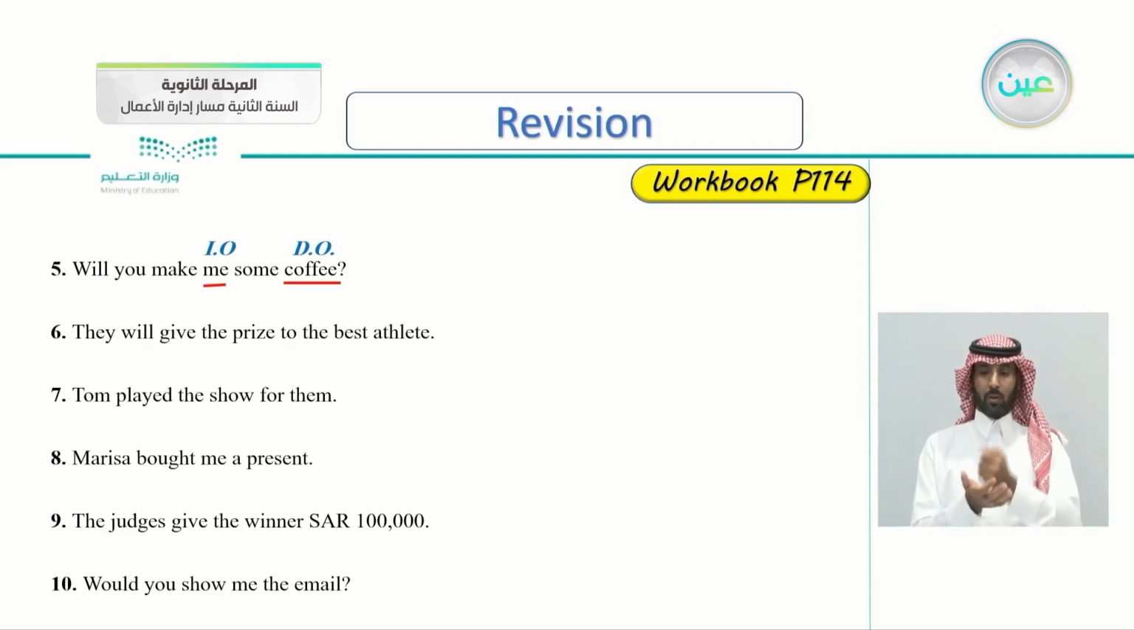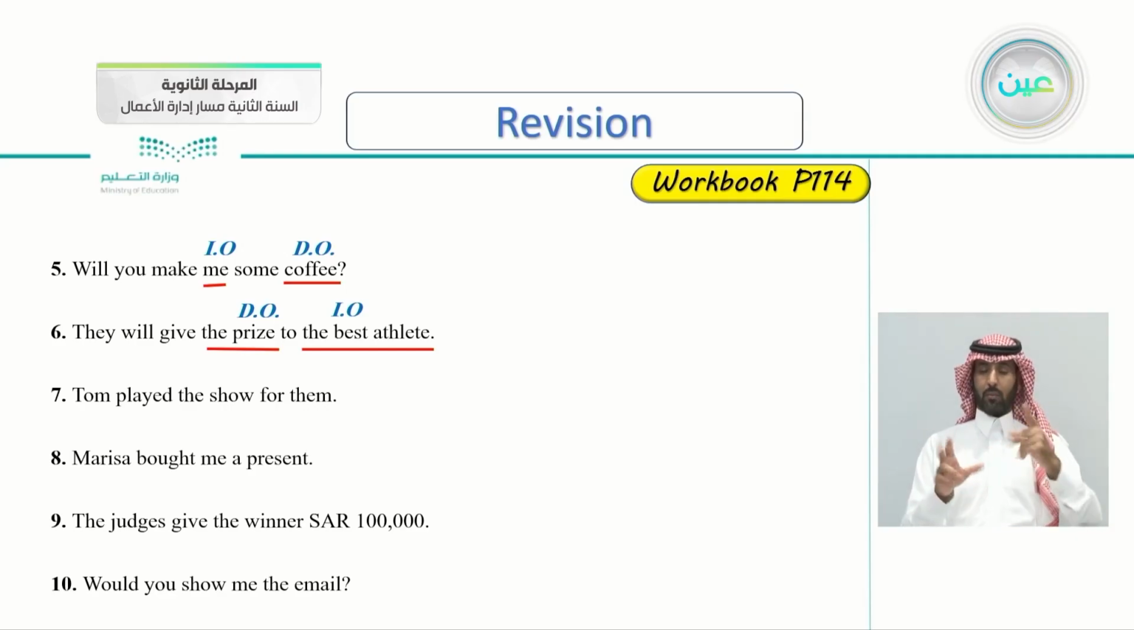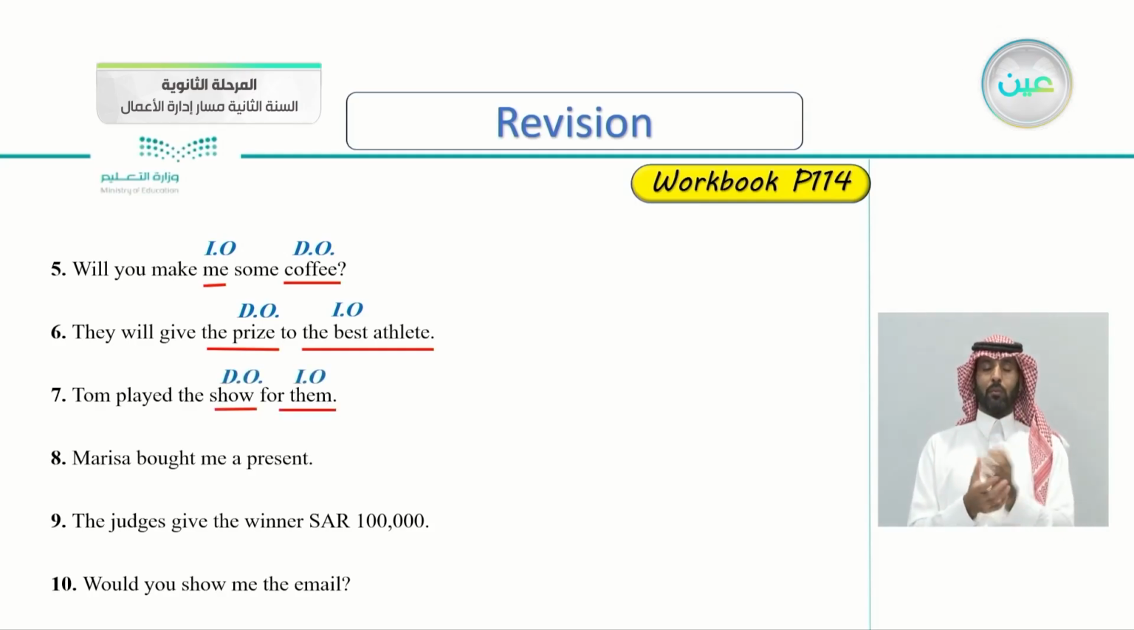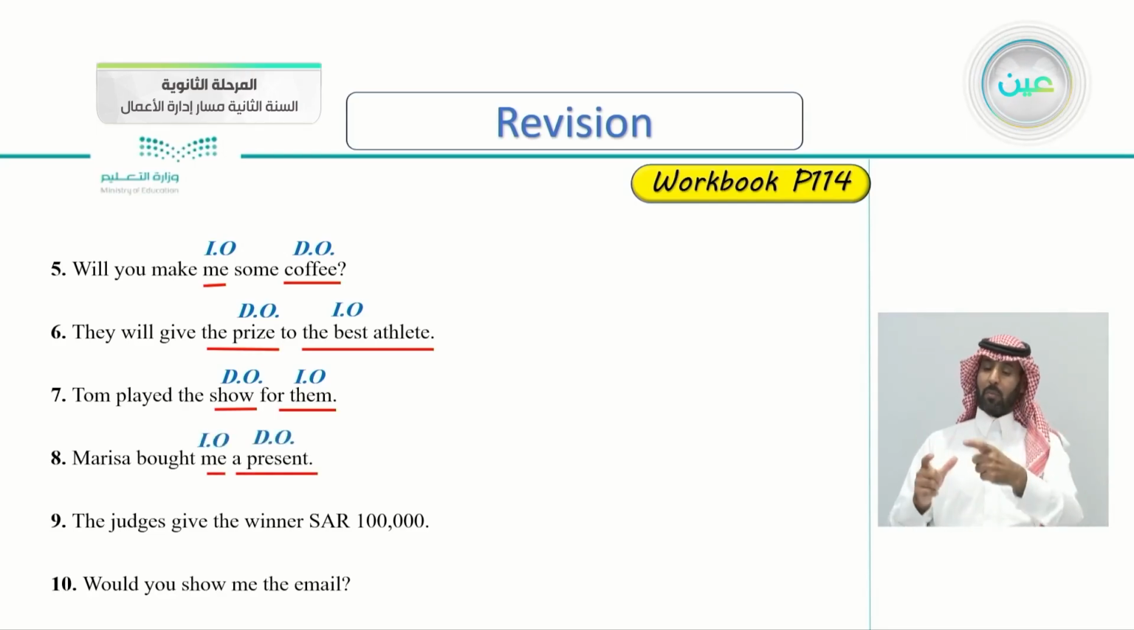Number six, they will give the prize to the best athlete. We have two objects here. Okay, so the direct object is the prize and the best athlete is the indirect object. Number seven, Tom played the show for them. Okay, the show is the direct object, the indirect object is them. Number eight, Marisa bought me a present. Yes, me is the indirect, a present is the direct object.